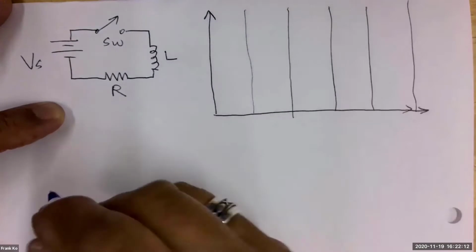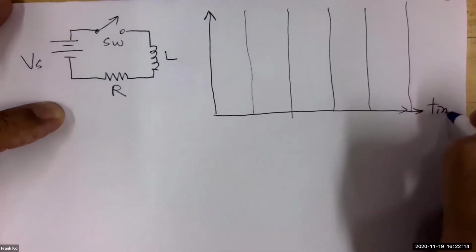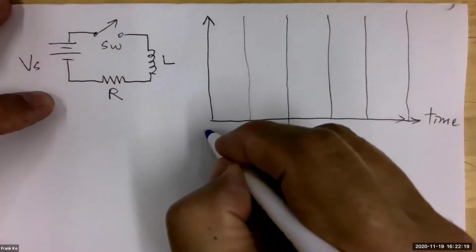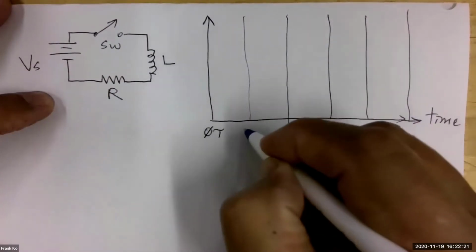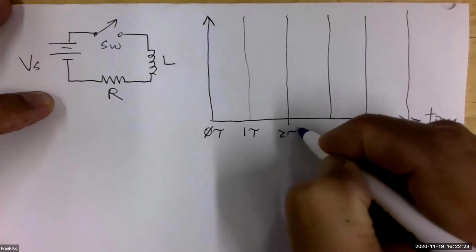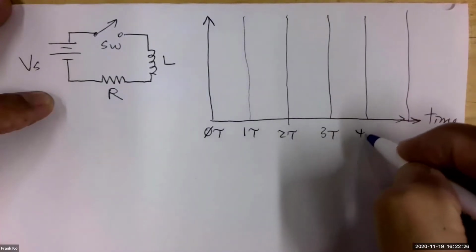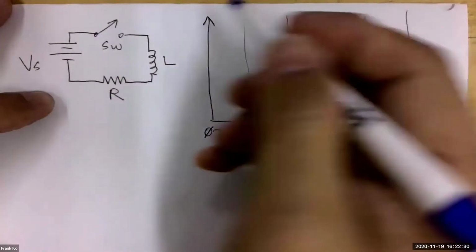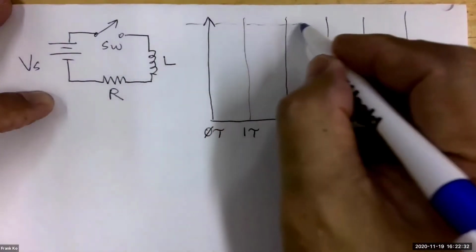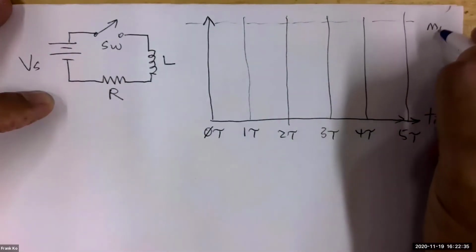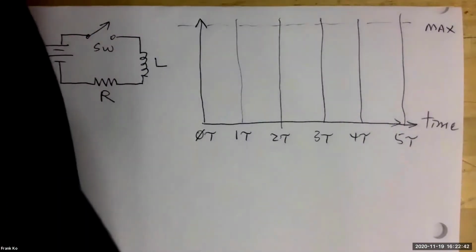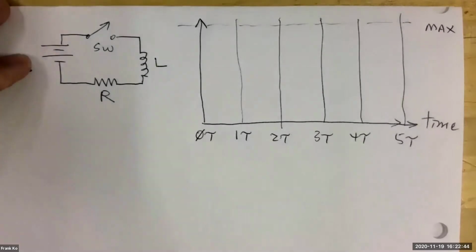So on this axis, we have time, and time will be measured in units of tau. So 0 tau, 1 tau, 2 tau, 3 tau, 4 tau, 5 tau. And then we would simply have some maximum that occurs. All right. Now, the moment we close the switch, what's likely to happen?